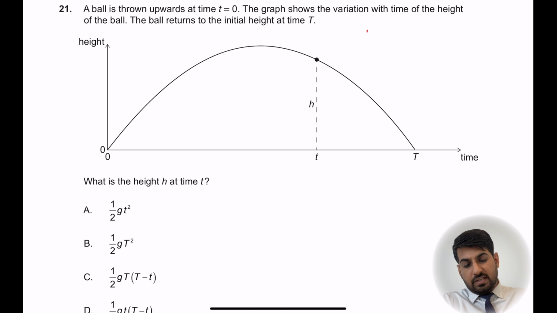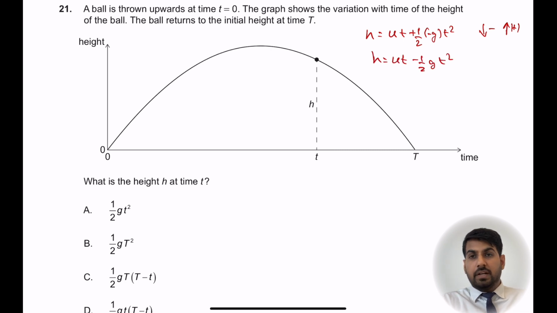Okay, so I can say h equals ut, taking the downward direction as negative and upward as positive, right? So ut plus half minus g into t square. So h equals ut minus half g t square, right? Now I have to find out in terms of g, capital T and small t, right?